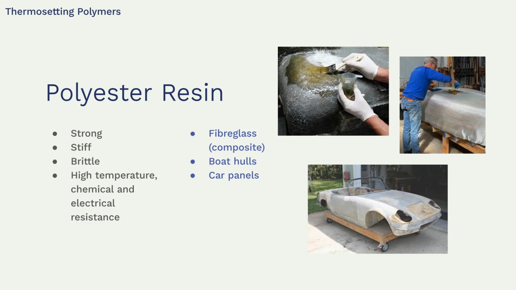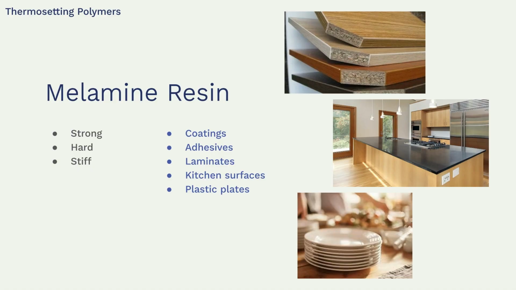Next, we have polyester resin, which similarly is strong, stiff, and brittle, but it has high temperature and chemical and electrical resistance. It's mostly used as a matrix for composite material, namely fiberglass. That's used for boat hulls and car panels. Melamine resin is strong, hard, and stiff. So it's used for coatings, adhesives, laminates on kitchen surfaces, and to make plastic plates.